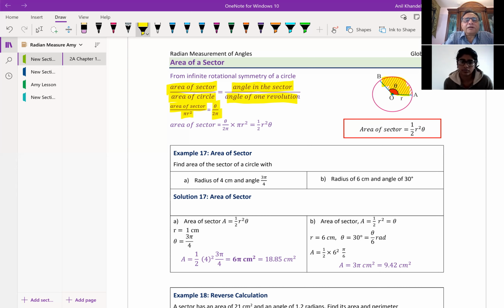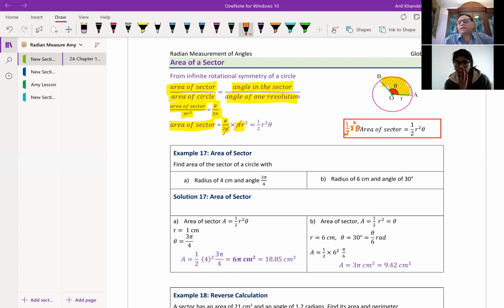Cross multiply, you get area of the sector as theta over 2 pi multiplied by pi r squared. And now you can simplify this by canceling pi. You get half r squared theta. So that becomes area of the sector. Please make a note of this particular formula. You cannot see the formula there, and therefore I'm writing it: half r squared theta. So that is the area of the sector.